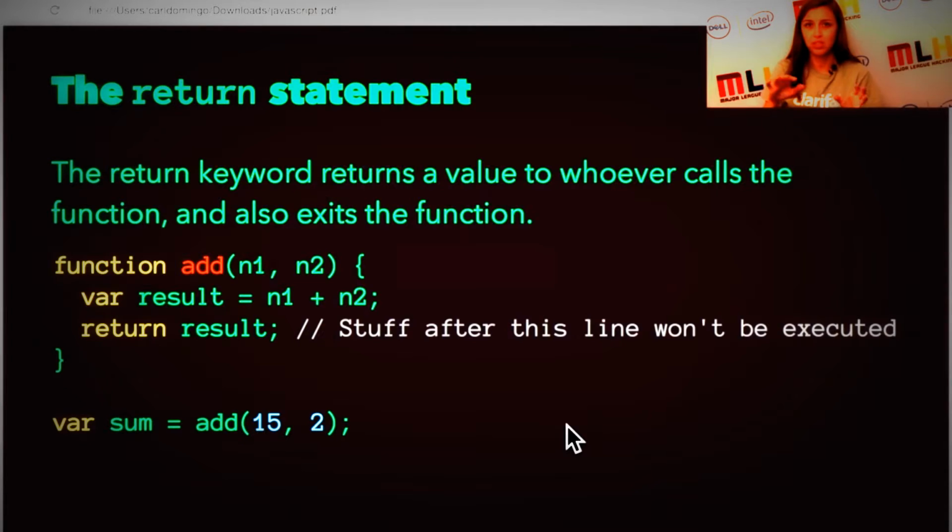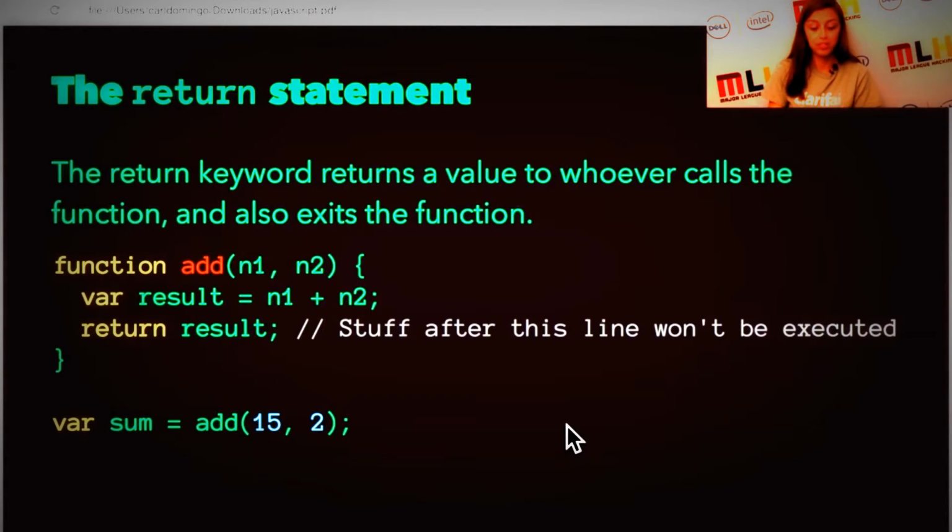So once the return keyword is hit, nothing will execute after that. Because it's just exiting the function right there. But then it also gives the value, whatever you're returning. So in this example right here, I have the add function, and it takes in n1 and n2 again, it adds it together, and then instead of printing it out, it returns the result.